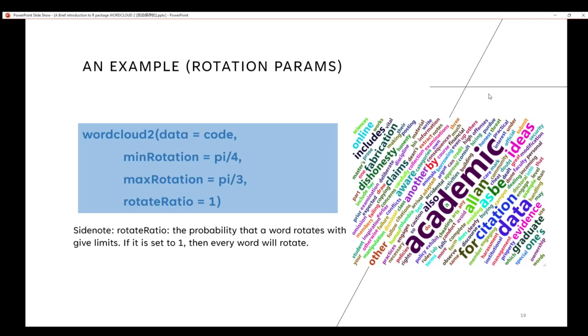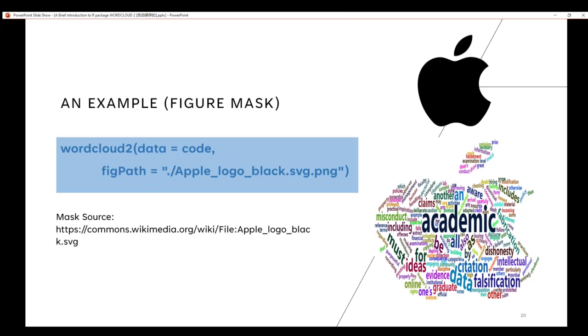Next one is the figure mask. We can choose our own picture to create a word cloud. So here I choose the Apple logo, and here's the result. Okay, let's get back to RStudio.